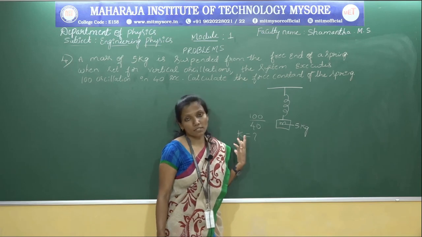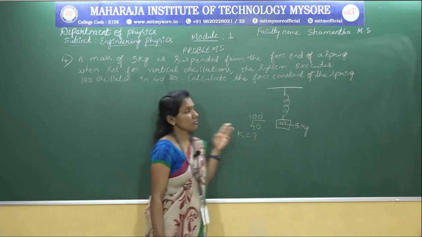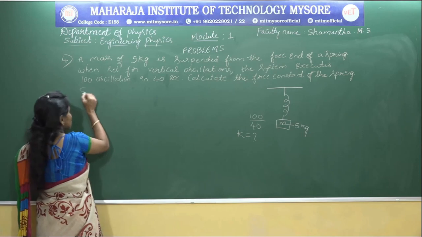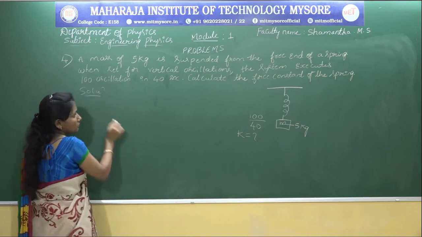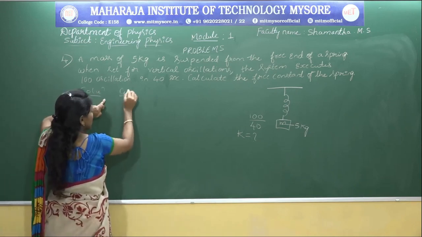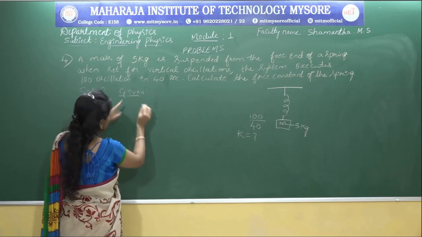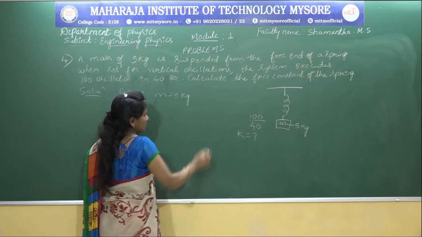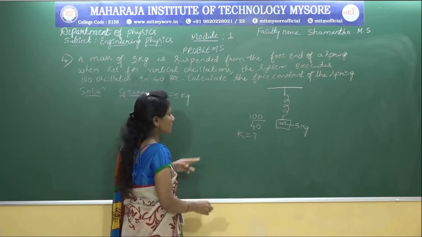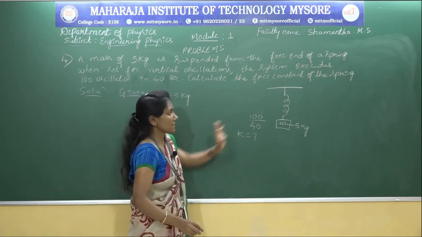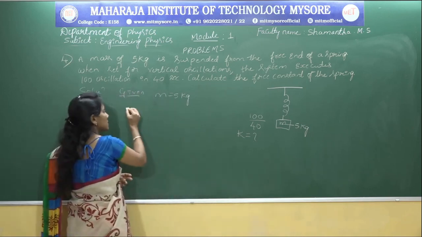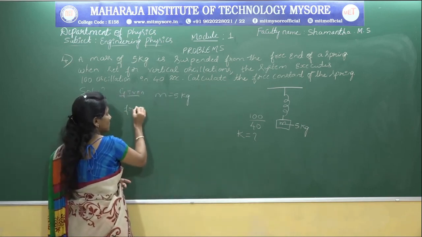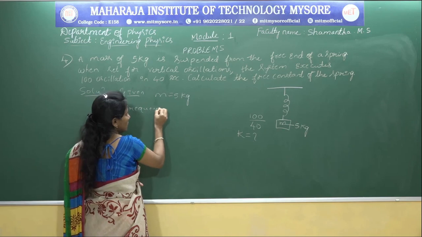So, what is the spring constant? To calculate the spring constant, what is the formula we have? That is the first step of the solution. So, what are the given things? Write it. Mass is equal to 5 kg, and oscillations are given, 100 oscillations per 40 seconds. So, that means frequency. So, frequency is equal to what?